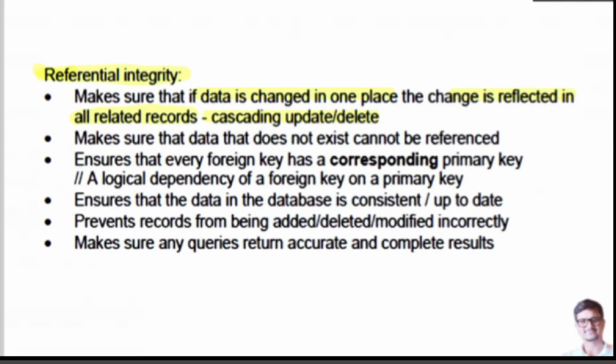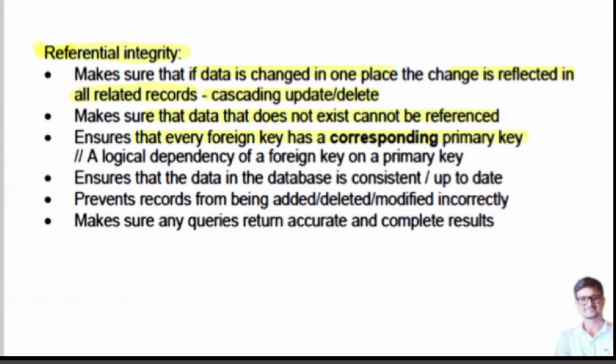All right. It makes sure that data that does not exist cannot be referenced. Ensure that every foreign key has a corresponding primary key. Every foreign key has a corresponding primary key. All right, a logical dependency of a foreign key on the primary key. It ensures that the data in the database is consistent and up to date, prevents records from being added, deleted, or modified incorrectly, and makes sure any queries return accurate and complete results. So these are the benefits of referential integrity, or the purpose of using referential integrity.